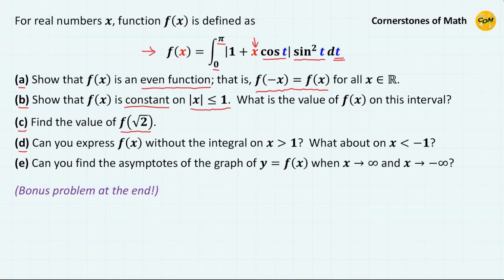Problem D. Can you express f of x without the integral on x greater than 1? What about on x less than -1? In problem E, can you find the asymptotes of the graph of y equals f of x when x goes to positive infinity and x goes to negative infinity? Also, in case you're interested in this problem, I prepared a similar bonus problem at the end of this video. That sounds cool and all, so let's get started.